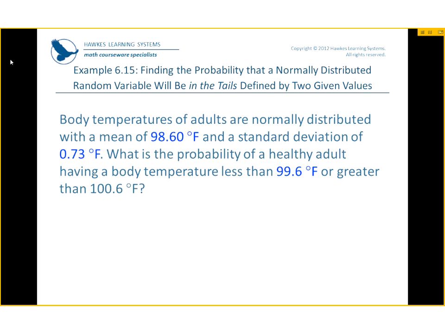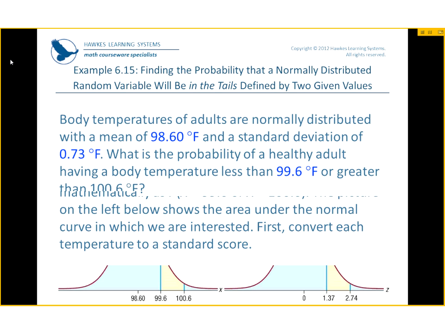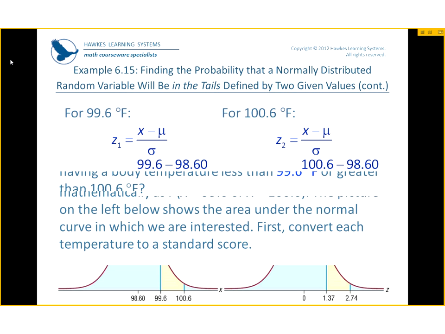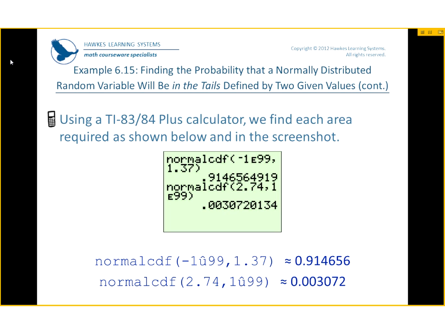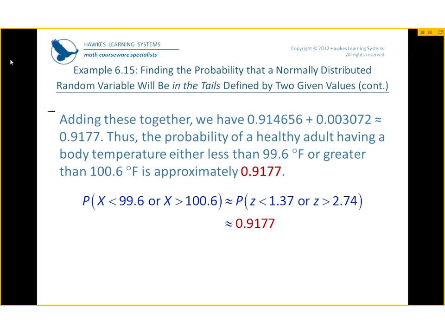All right, so we still have two things we have to look at. Remember, the first way we can do it is convert them to z-scores, 1.37 and 2.74. Then we have to do them separately. We can do normal CDF of negative infinity to 1.37, which gives you a value, and the normal CDF of 2.74, comma, to infinity gives you 0.0030. So you have those two values, and you just add them together.